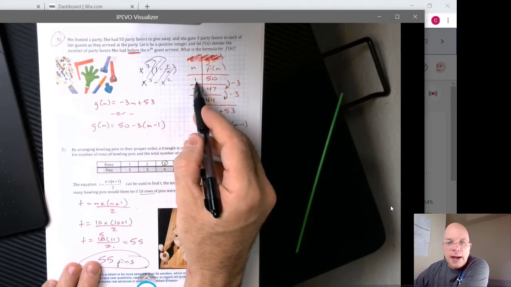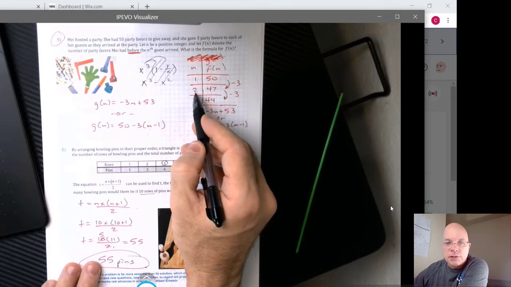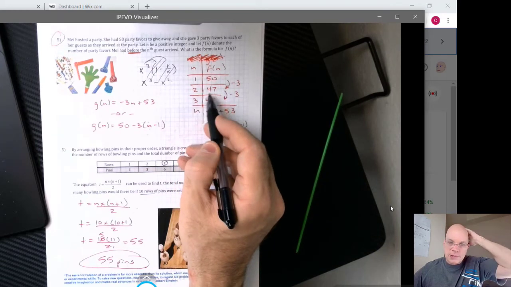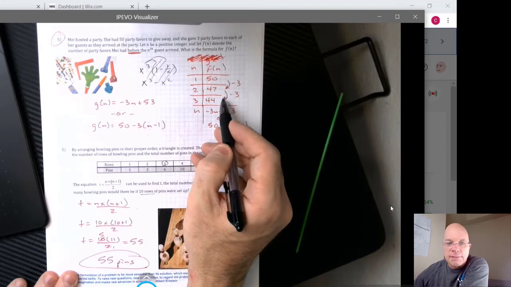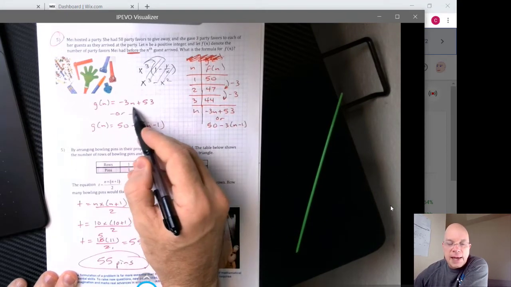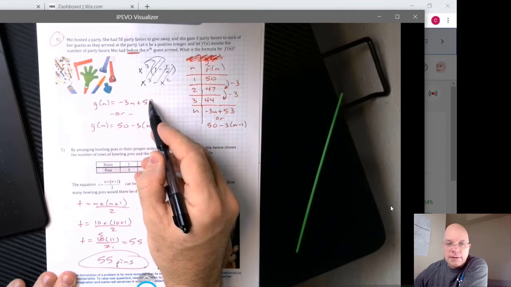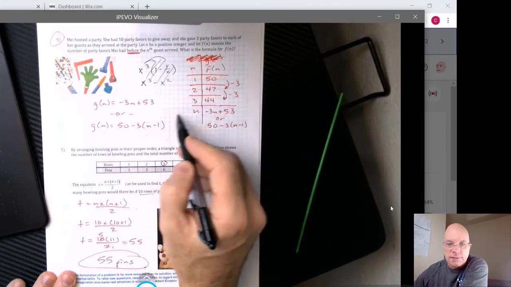So when one guest arrives, she's given away 3 of the party favors, so she has 50 left. After 2 guests arrive, she has given away now a total of 6 party favors, so there's 47 left to give away. And once you realize that the common difference is -3, -3n is the variable term, and then you add 53 to that to get the number of party favors after a certain number of guests have arrived.